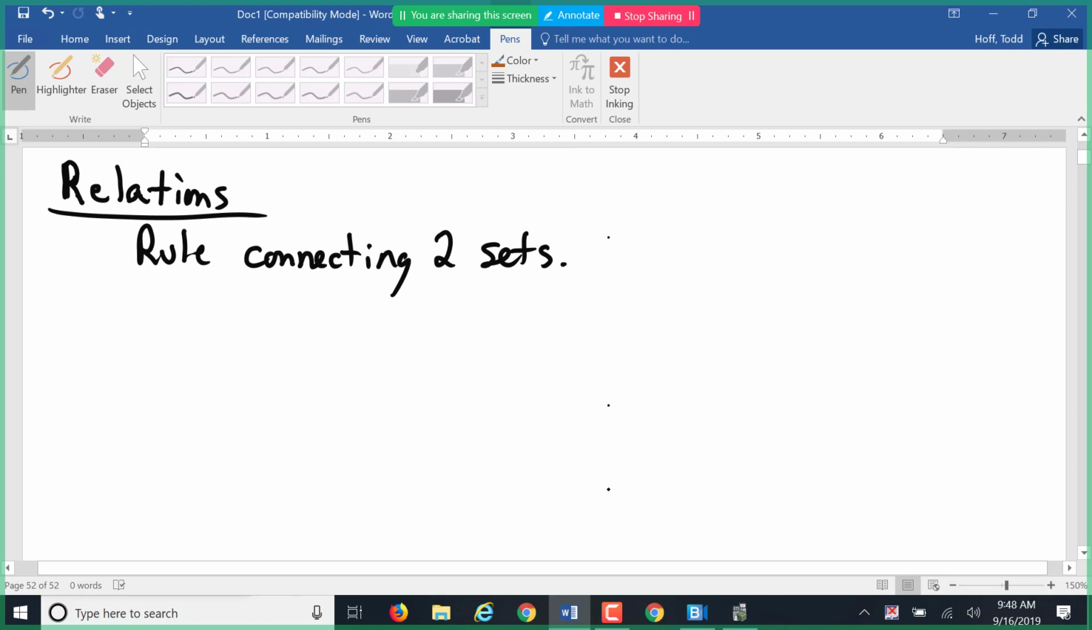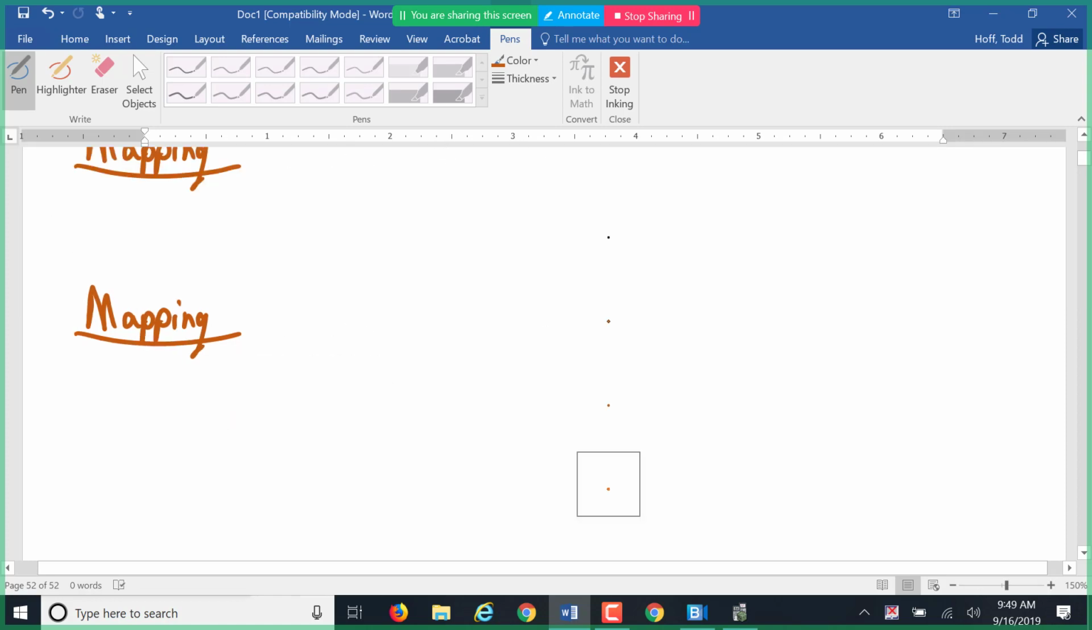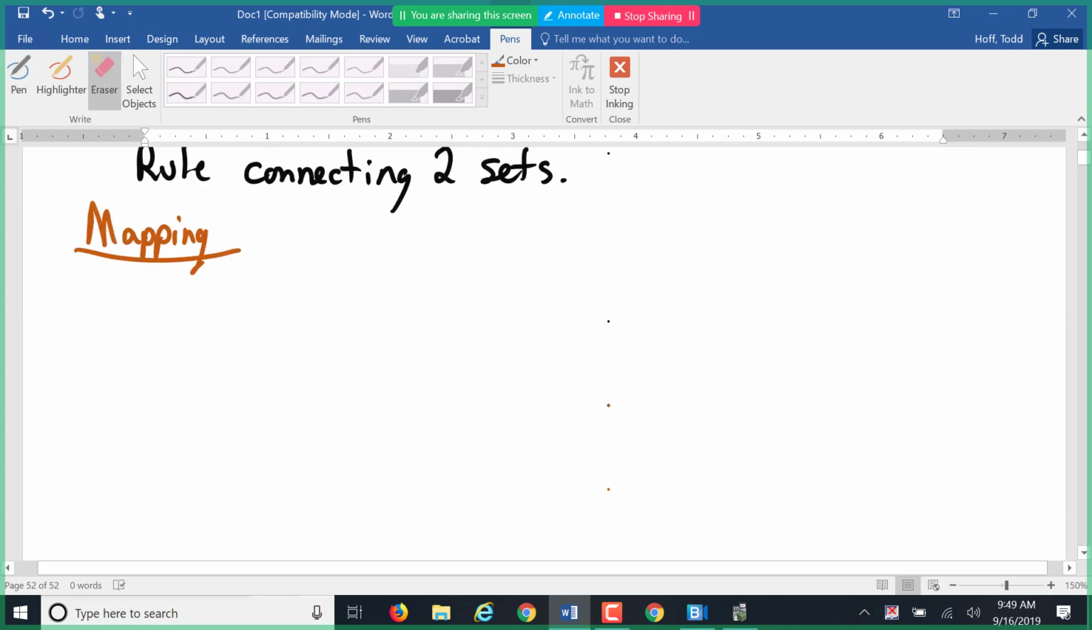And there are several ways that we can express a relation. One, which I think is probably the most common sense, is a mapping. What a mapping does is it takes those sets of numbers and physically shows you how they're connected. So I might have a set of numbers 4, -2, 7, and 0. There's my first set of numbers.